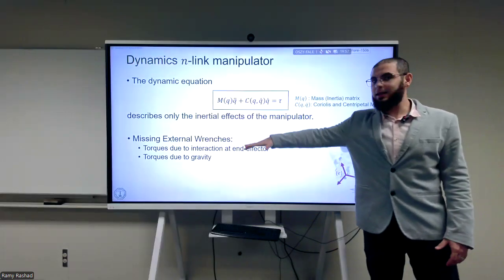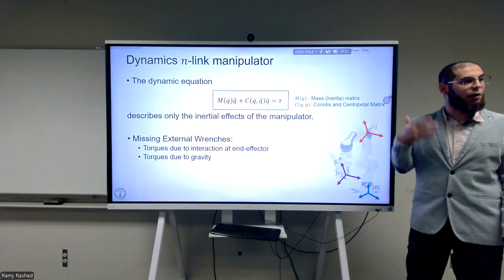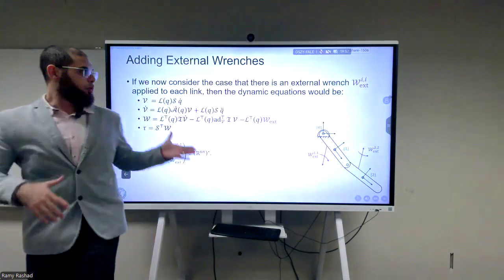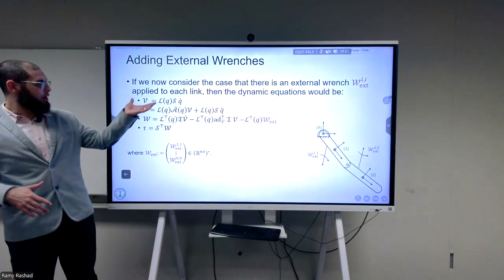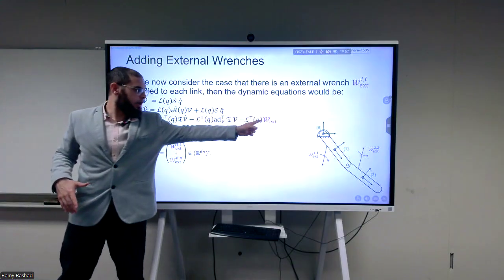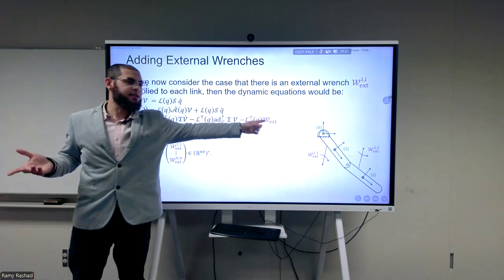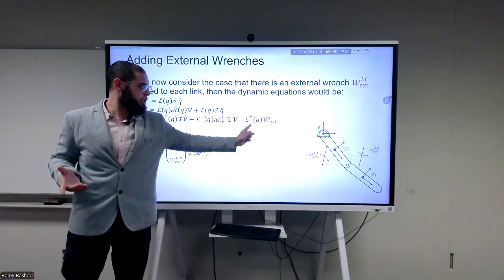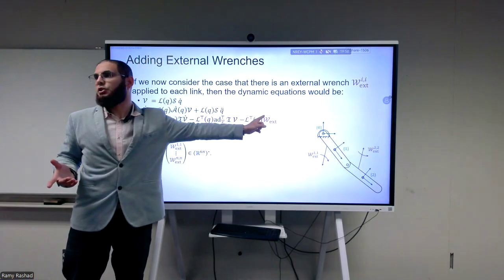But first, let's look at how, if we have an external wrench applied at any one of these joints, we can easily include it into the formulation. If you go back to the recursive Newton-Euler approach, you'll find that when we wrote the equations, we actually left out a term that corresponds to all of the external wrenches. So very easily, if you add these external wrenches, you're going to find that what will only be changing is that we're going to have this extra term L transpose multiplied by the wrenches external.